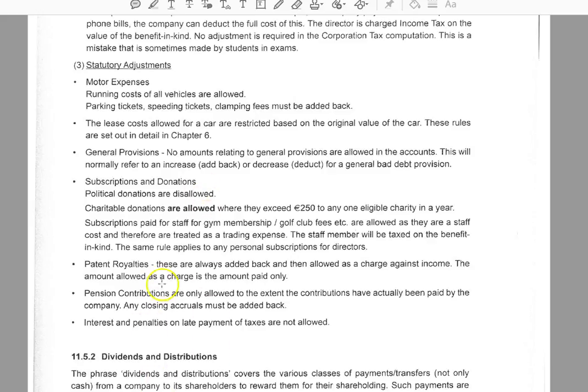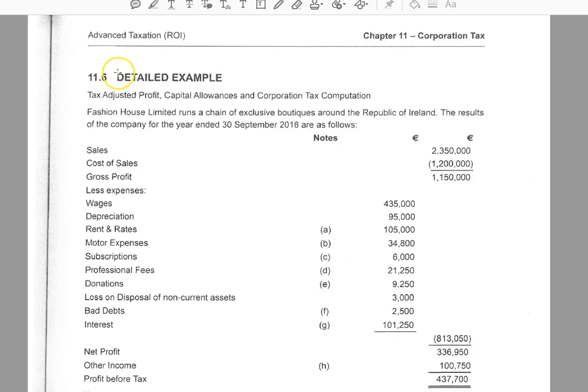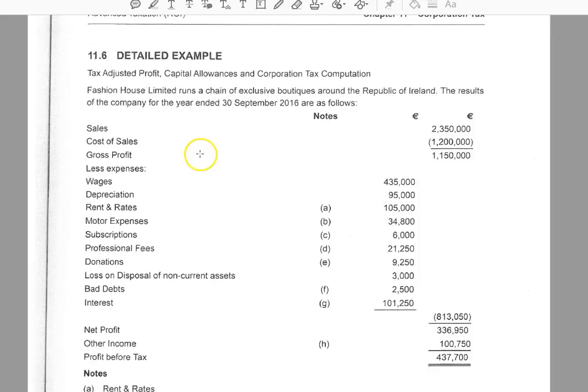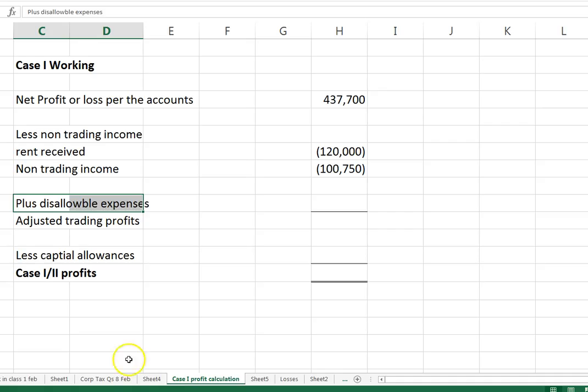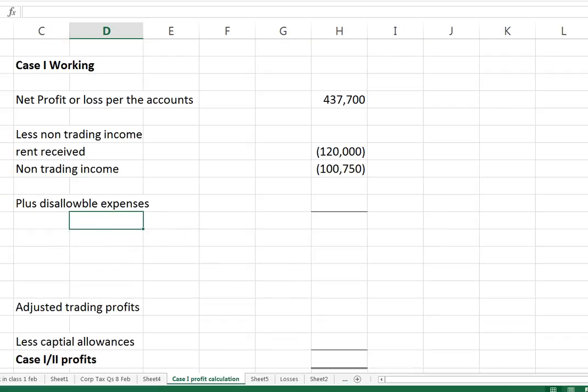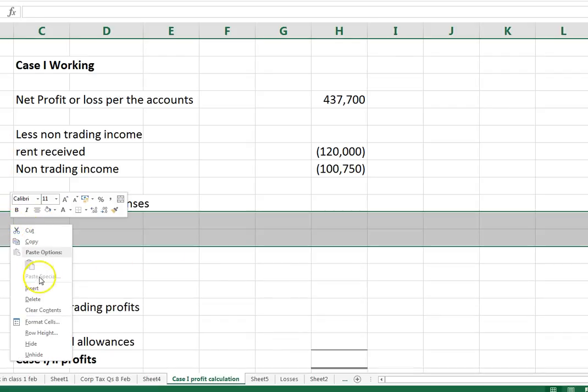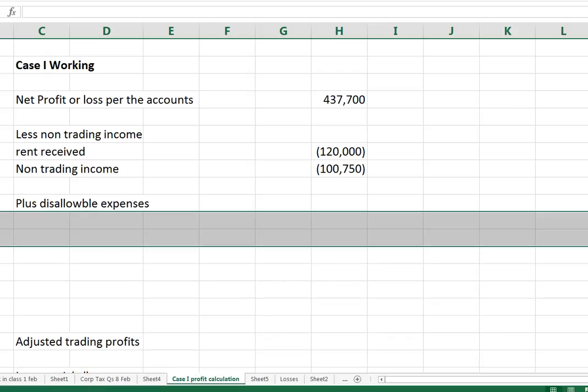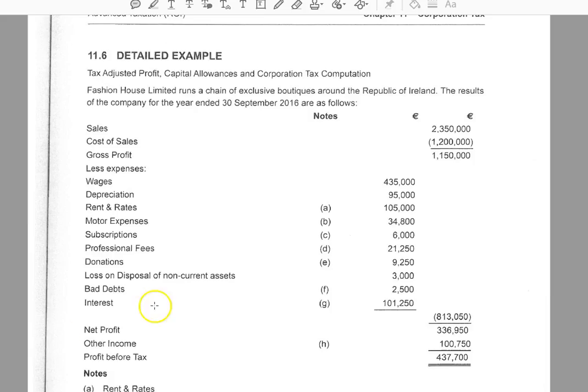So if we go back and look then at the question, where are we? We have added back, taken away the non-trading income. Now we're going to add any disallowable expenses. So we're looking for things that were in that list that we looked at a minute ago.